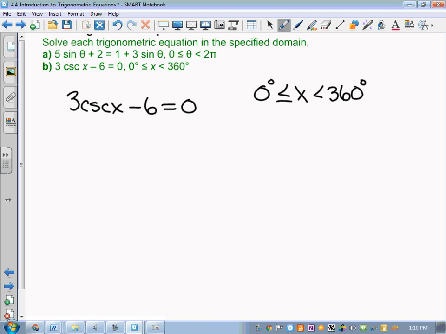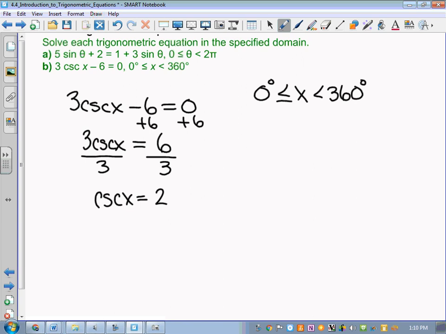So much like A, we are going to isolate the trig ratio. So that is going to be that 3 cosecant x, I'll show that, sorry. I'm going to add 6 on both sides. I get that 3 cosecant x is equal to 6. When I divide by 3 then, I get that cosecant x is equal to 2.